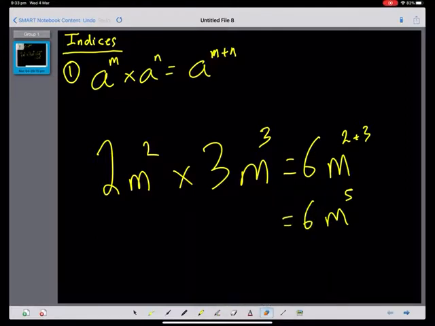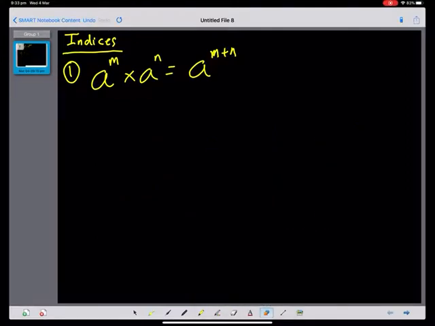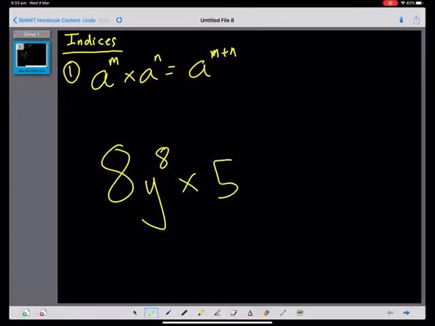Let's do one more example, then we'll do some questions. Let's do 8y to the 8 times 5y to the 5. Okay, let's multiply the coefficients first. 5 8s are 40. Then we've got y, and we can add the powers to get 13.